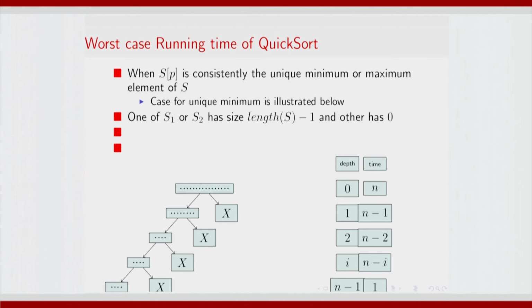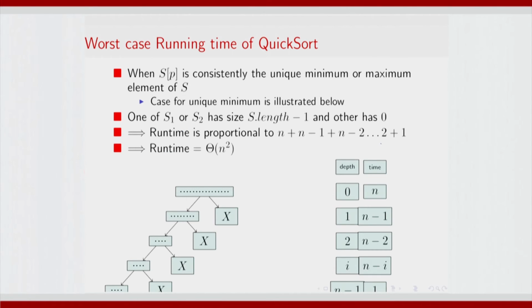So this is basically going to incur a cost which is the sum over depth d equals 0 to n minus 1, and the time required will be n minus d. This is very similar to the worst case of insertion sort. So the runtime is proportional to this sum, and you can show that this is actually theta n square.